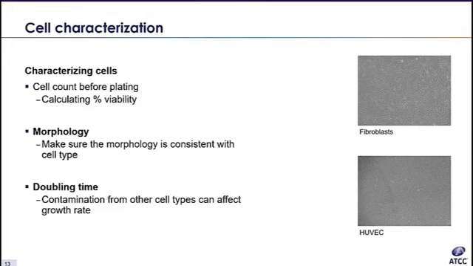So morphology is a quick way to distinguish broad cell types from one another. In the example on the right, you have two cell types, fibroblasts and HUVECs. They have very distinct morphology. Fibroblasts tend to be elongated, whereas HUVECs tend to have a rounded cobblestone appearance. Also, since different cell types grow at different rates, always make sure your cells are growing the way you would expect. If cells are contaminated with another fast-growing cell, the growth rate and doubling time may be greatly increased.